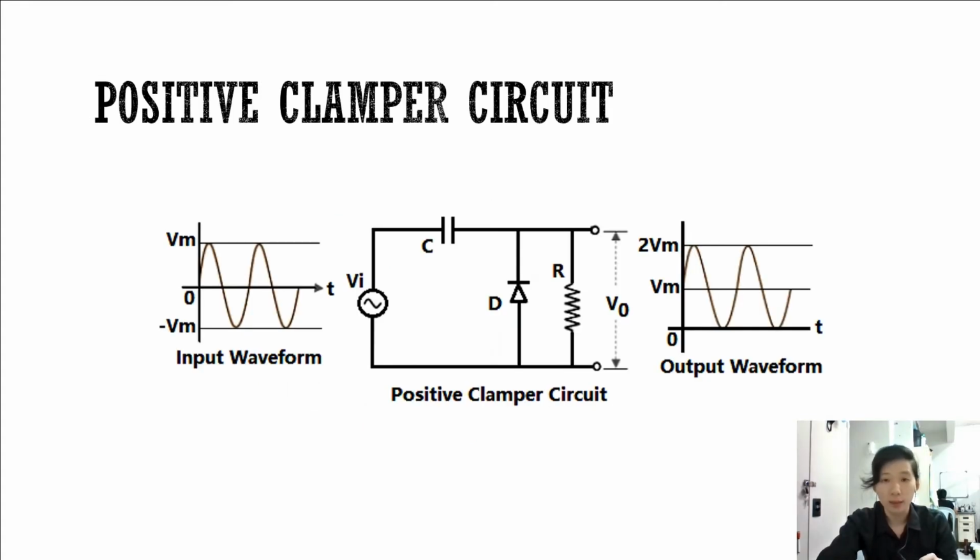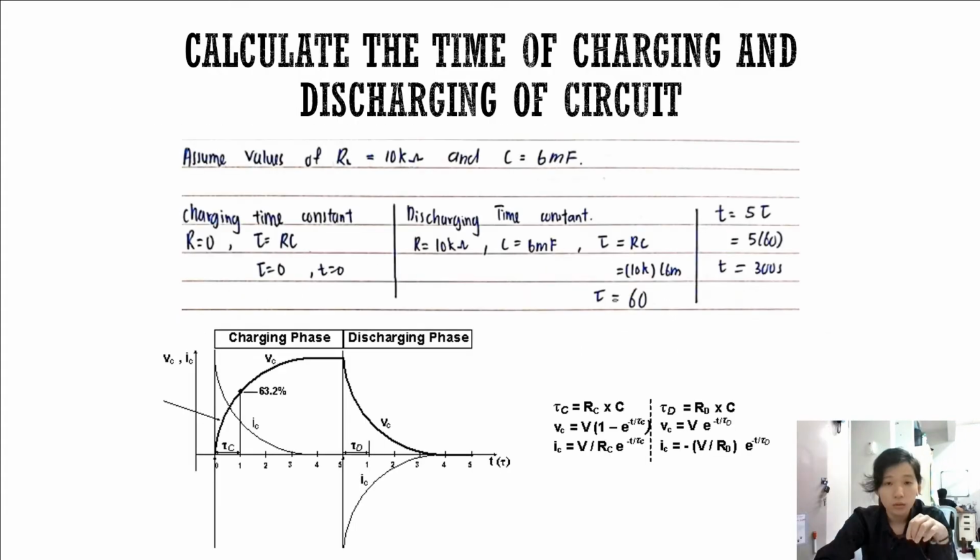This is the schematic diagram of a positive clamper circuit. It consists of a forward biasing diode, a capacitor, and a resistor. The value that we use for the resistor is 10 kΩ and the capacitor is 6 microfarad. Then we could calculate the charging and discharging time constant, which is tau. Next, we find the time needed for charging and discharging of the capacitor, in which the charging time is 0 since it is 0 tau, and the discharging time is found by using its final condition with 5 tau.